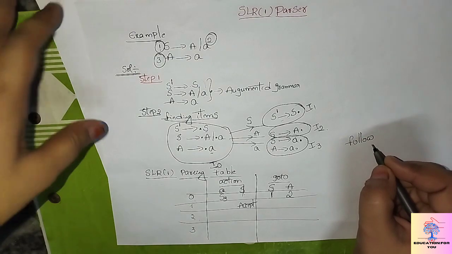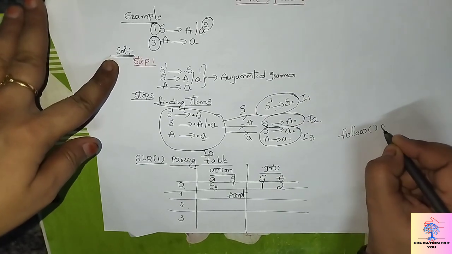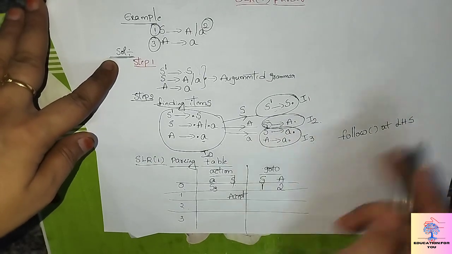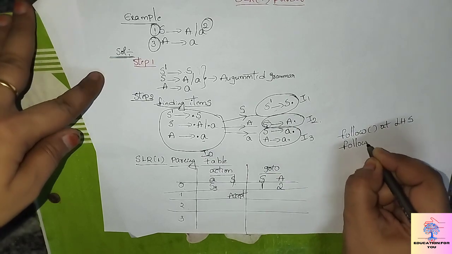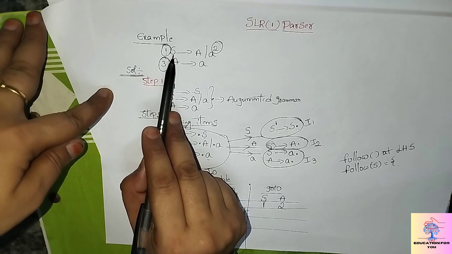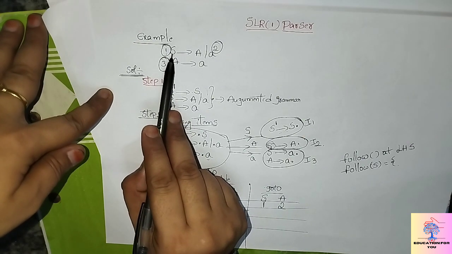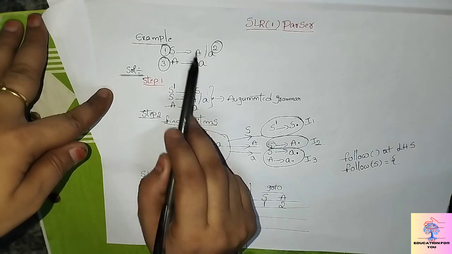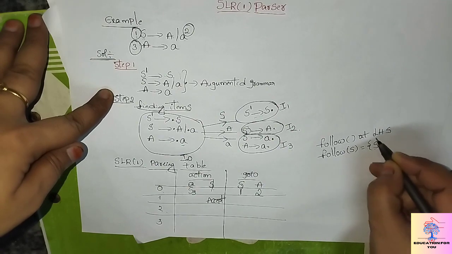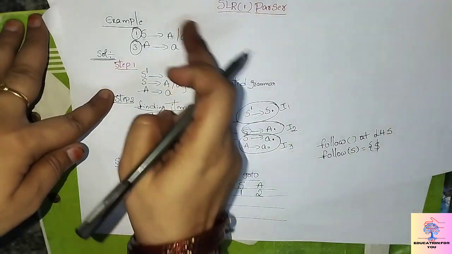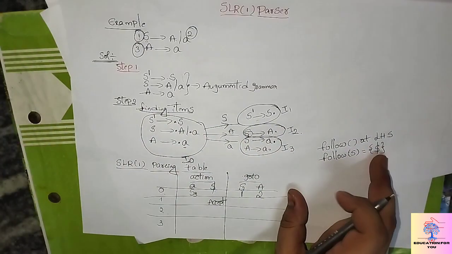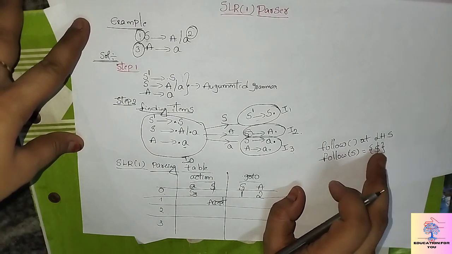For whom do you have to calculate the follow? The LHS. In this state, what is the LHS? Yes, S. So you have to calculate the follow of S. Follow of S is nothing but, at the right hand side, are you observing any S? No. Because it is the starting symbol, at least you will get $. After that there is no S at the right hand side, so you will get only $. So follow of S is $ only.